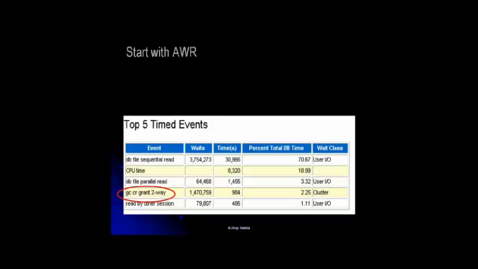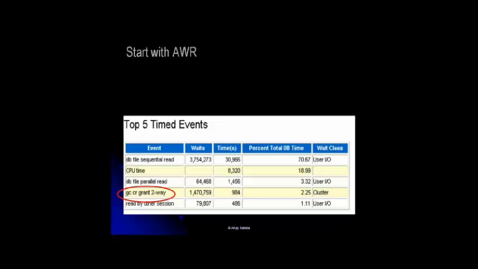But to do that, you have to understand what gc cr grant 2-way means, and similarly, if you see other events, what those things mean. Today, let's understand what they really mean, what causes the event. Only then can you solve it. All right, let's move on.